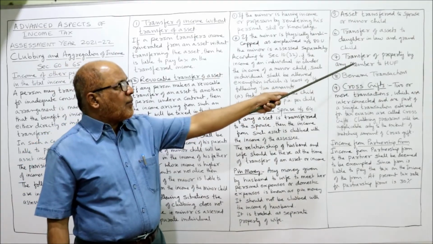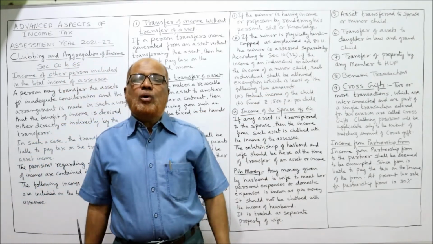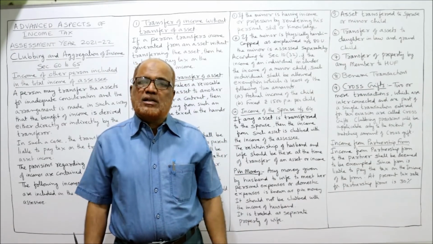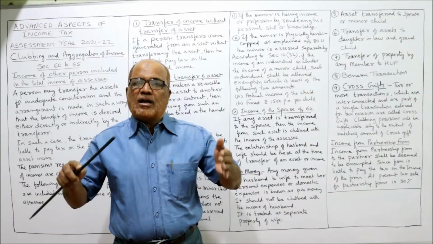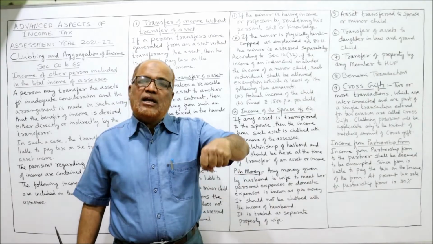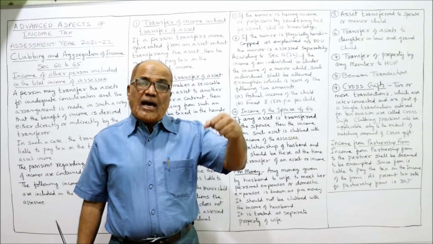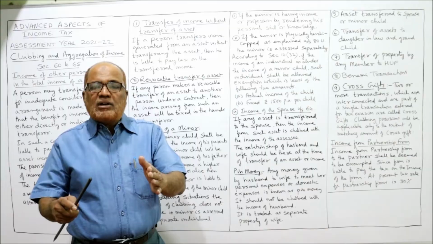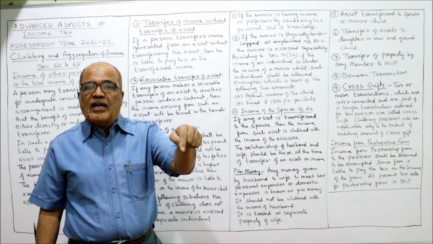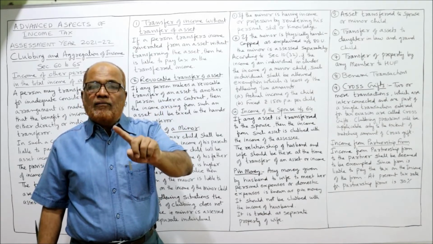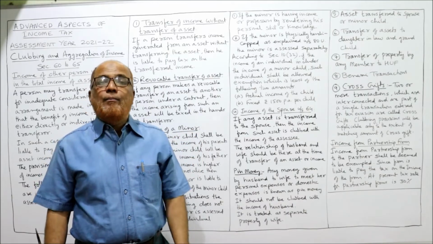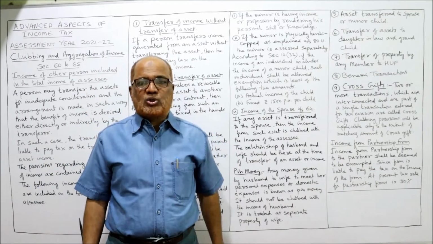The next comes transfer of property by any member of HUF, Hindu Undivided Family. The members of the Hindu Undivided Family are called co-partners. Suppose the co-partner or member of HUF has purchased a property and transferred the property into the family property, the HUF property, that means whatever income earned from that property will be included in the income of the member. The income will not be taxable in the hands of HUF. The income is taxable in the hands of the member who transferred the asset to HUF.